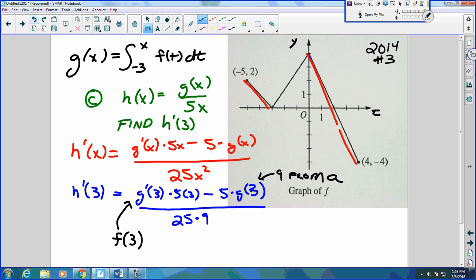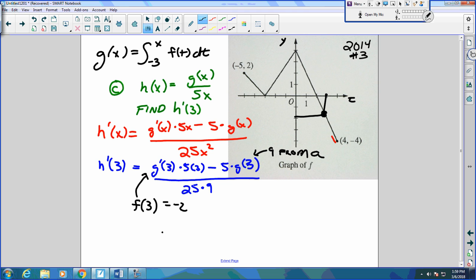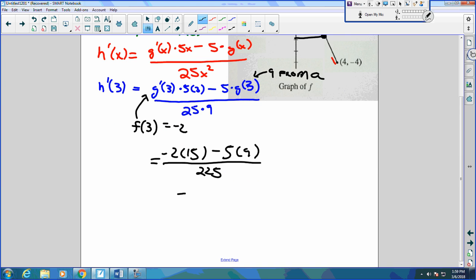So if I go over to the graph and I read f of 3, I just want to read the value. Let's see here. F of 3 is negative 2. So now this is just plug and chug time. Negative 2 times 15 minus 5 times 9, all over 25 times 9. 25 times 8 is 200, so this is 225. So negative 30 minus 45.